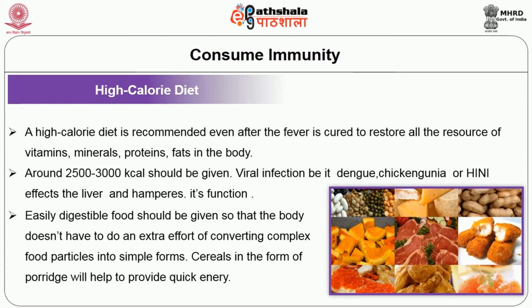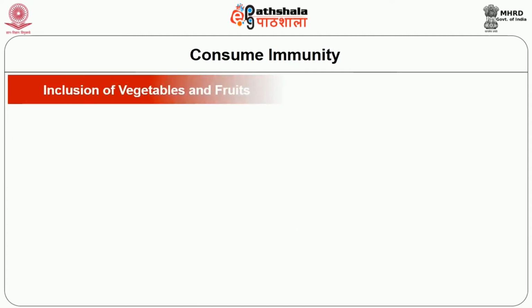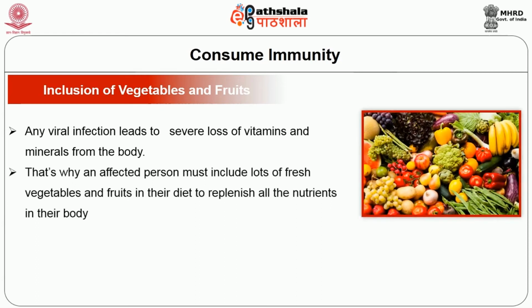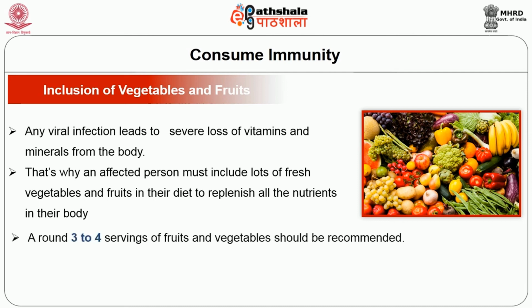Cereals in any form of porridge will help to provide quick energy. Inclusion of vegetables and fruits is very important. Any viral infection leads to severe loss of vitamins and minerals from the body, and that's why an affected person must include a lot of fresh vegetables and fruits in their diet to replenish all the nutrients in their body. Around 3 to 4 servings of fruits and vegetables should be recommended.